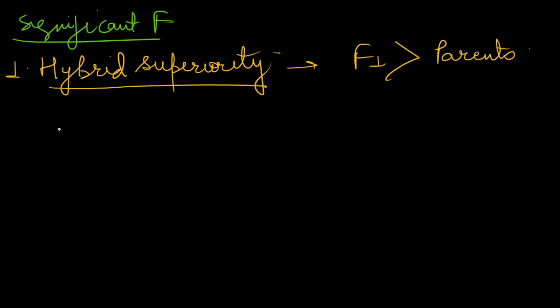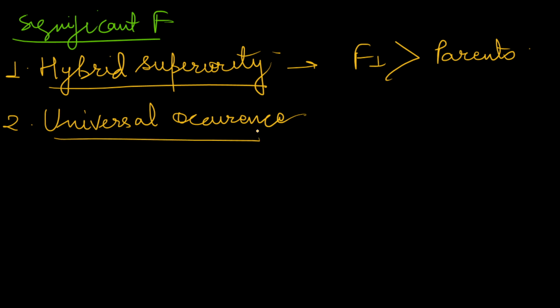Then secondly, it is universal occurrence, which means it can be observed in both cross and self-pollinated crops, animals, microorganisms, in all things. You can simply mention it can be observed in both self-pollinated crops and cross-pollinated crops. So it is universal. It is not limited to one or two plants or one or two species.